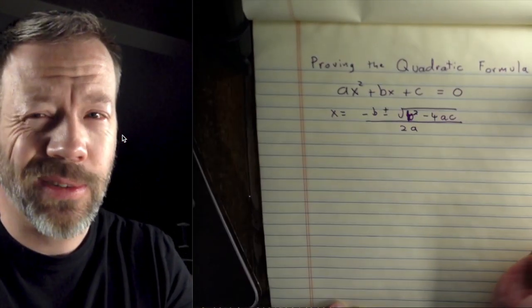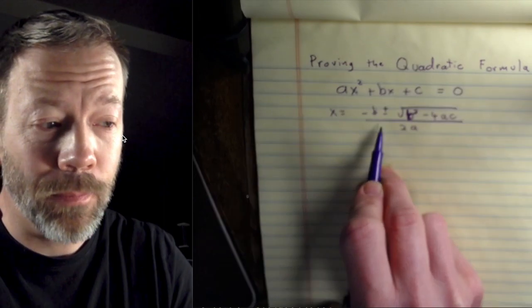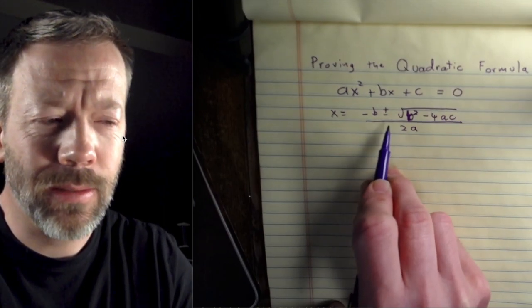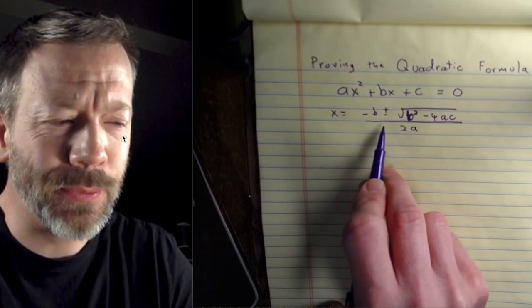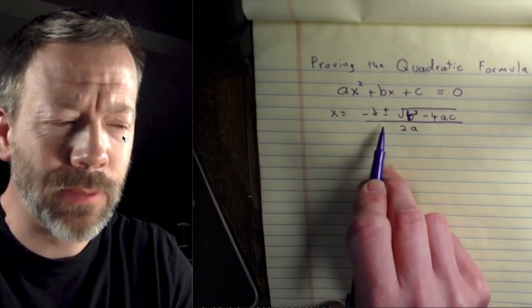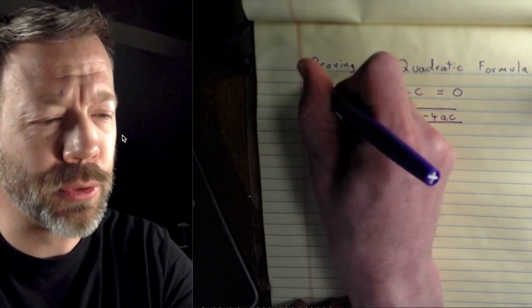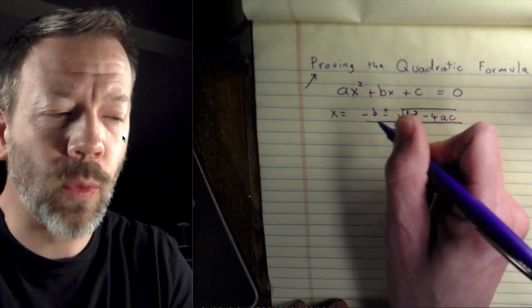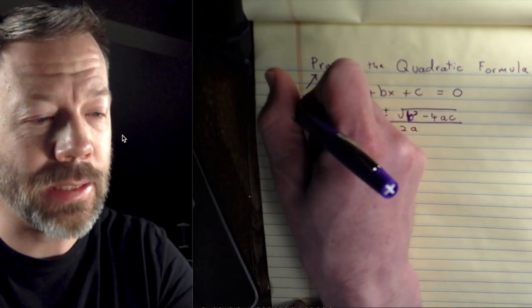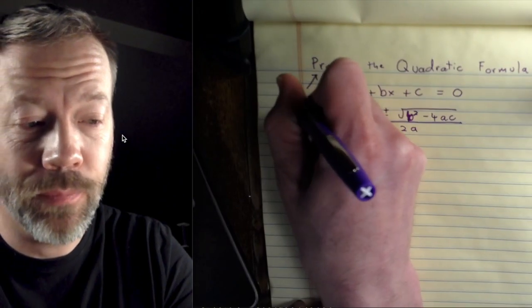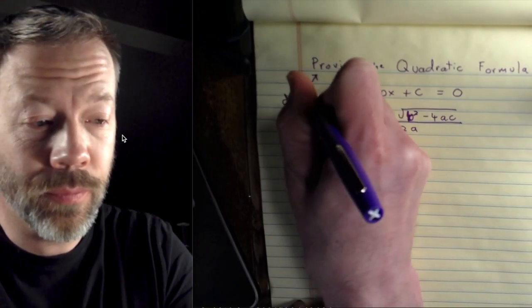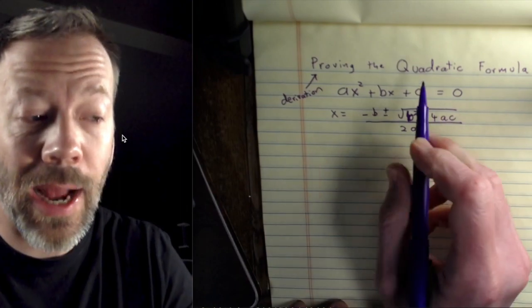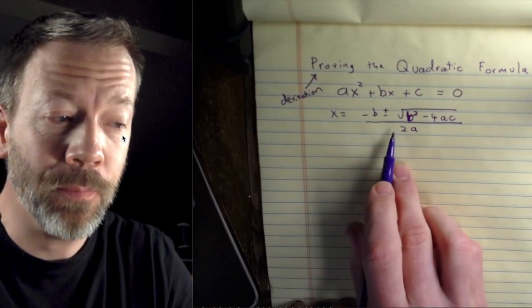But the question is, where does this formula come from? It's not magic. It's not true just because I say it's true. There's a reason why this formula works. And we're going to do something called proof, but really when you try to figure out where a formula comes from, the name for that is a derivation proof. We're going to derive where this formula comes from.